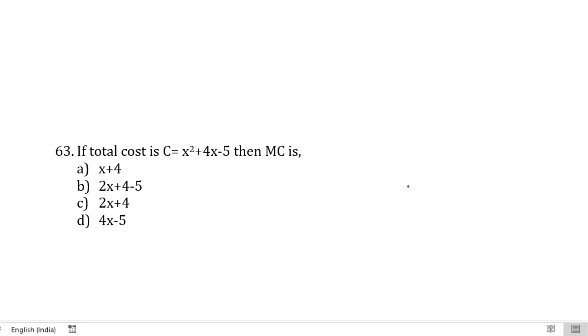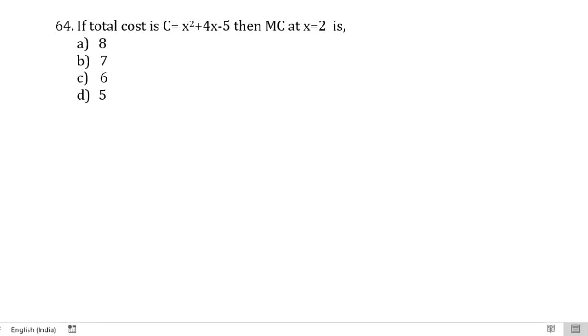Marginal cost, very straightforward question. The derivative of x square is 2x, derivative of 4x is 4. So answer is 2x plus 4. Next question.